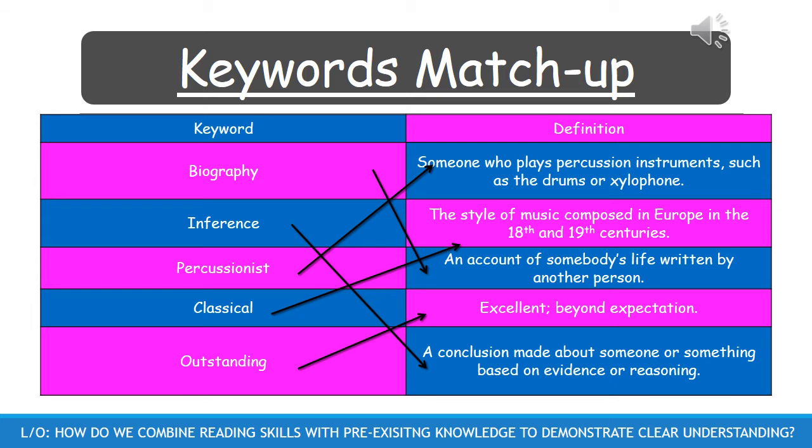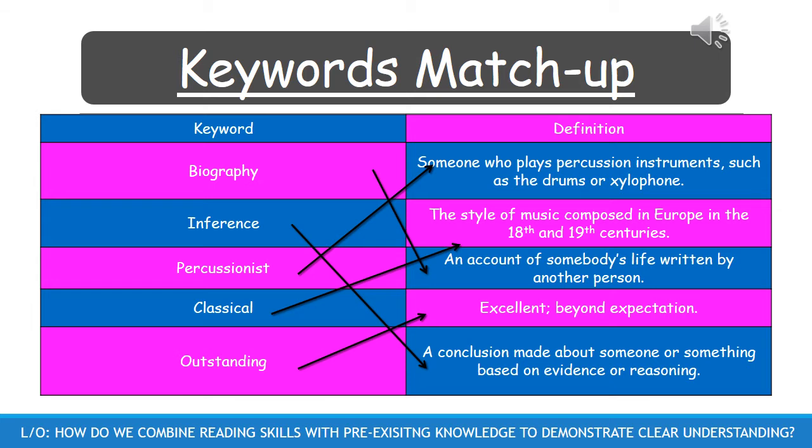Okay, how did you do? So we've got biography. It's an account of somebody's life written by another person. Inference is a conclusion made about someone or something based on evidence or reasoning. A percussionist is someone who plays percussion instruments, such as the drums or xylophone. Classical is a style of music composed in Europe in the 18th and 19th centuries. And outstanding is excellent, beyond expectation.